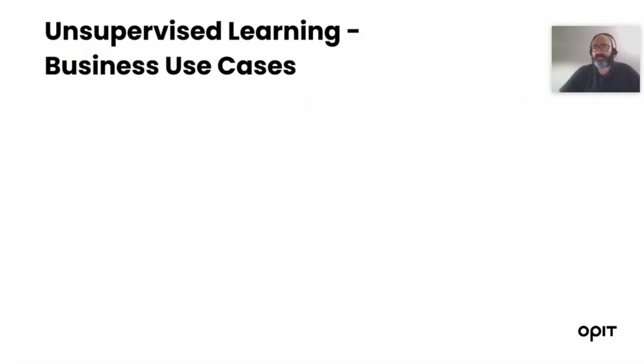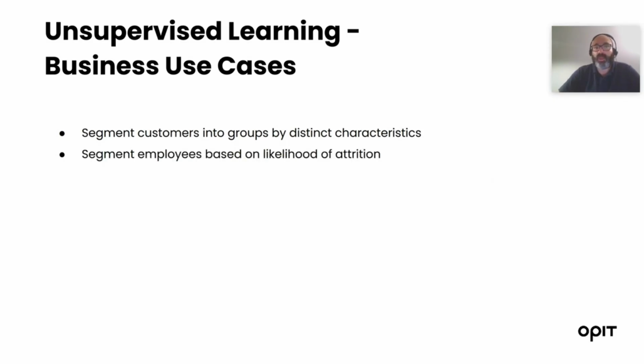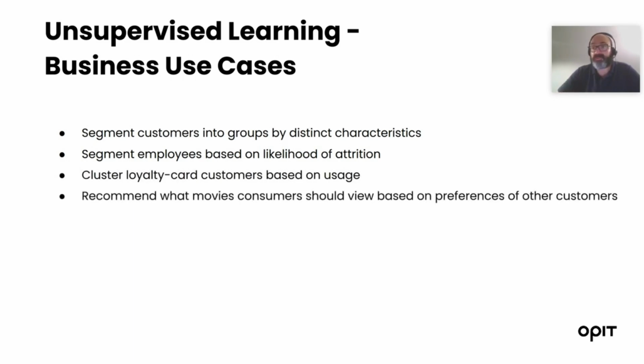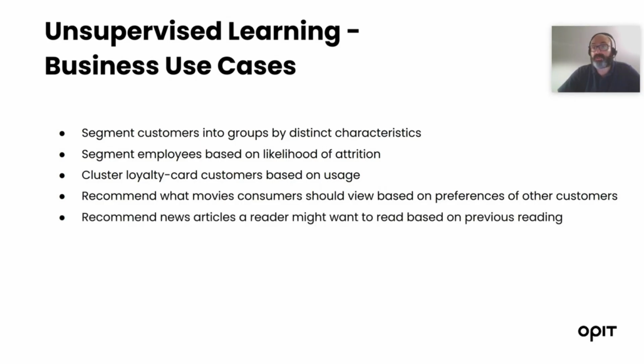Which are the business cases for unsupervised learning? Of course, as we said, and this is one of the most important, to segment customers into groups by distinct characteristics. We can also segment employees based on the likelihood of attrition, which means people that are likely to leave the company soon. We can also cluster customers based on their usage of loyalty cards. A very famous business case for unsupervised learning is recommending movies based on what other customers have seen.